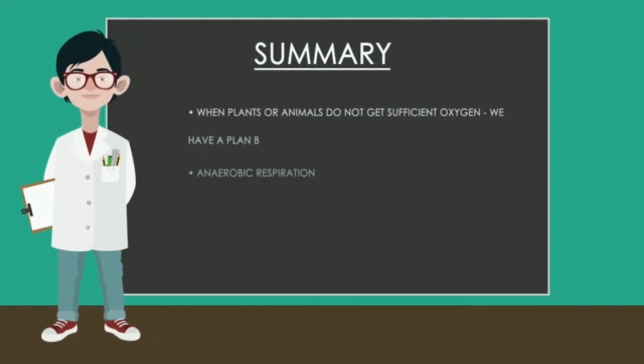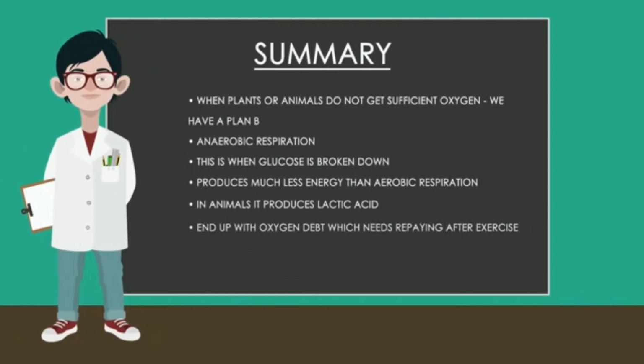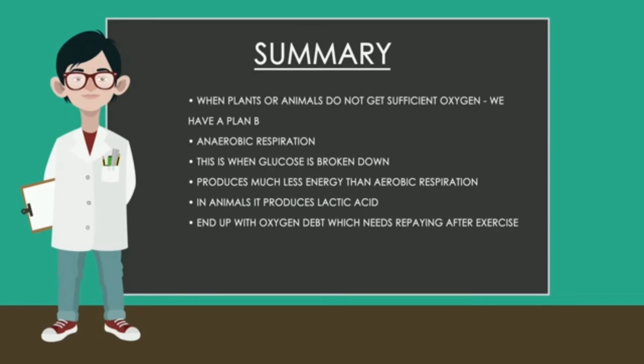So you should now know that when our heart and lungs cannot keep up with the oxygen demand, or plants do not have access to sufficient oxygen, we have a B plan: anaerobic respiration. This is when the glucose is broken down directly, but it produces much less energy than aerobic respiration, which is why it's the second choice. And in animals it produces lactic acid as a byproduct, which causes muscle cramps, and so we end up with an oxygen debt which needs repaying after exercise.